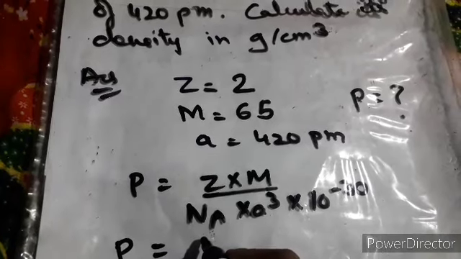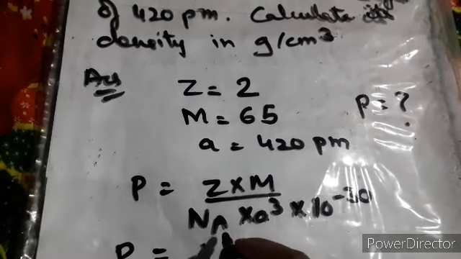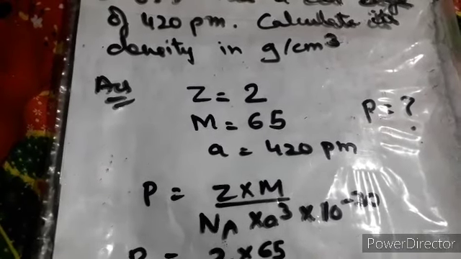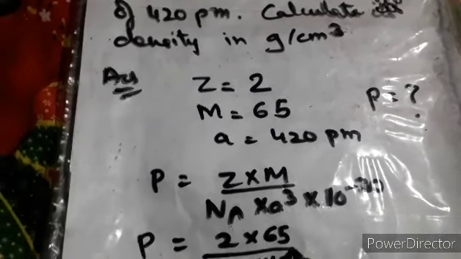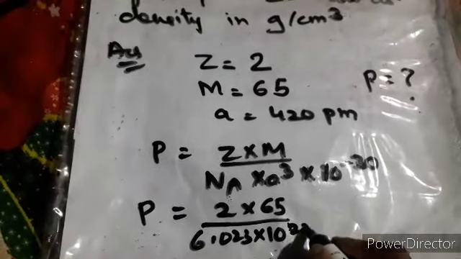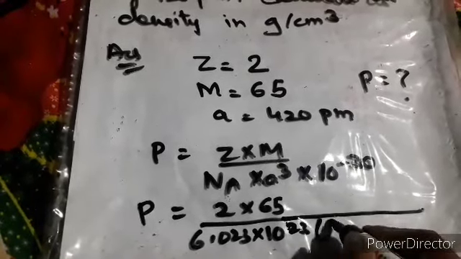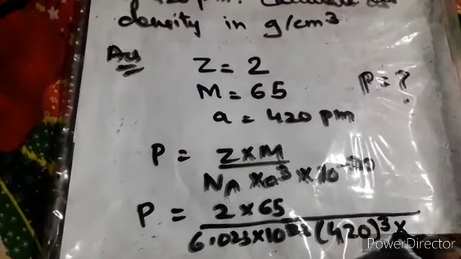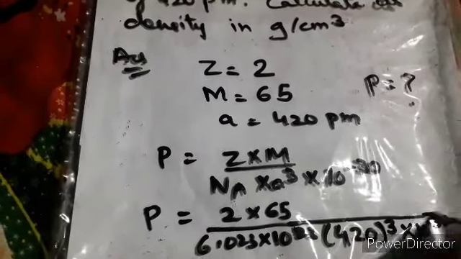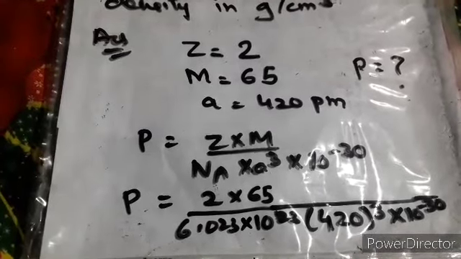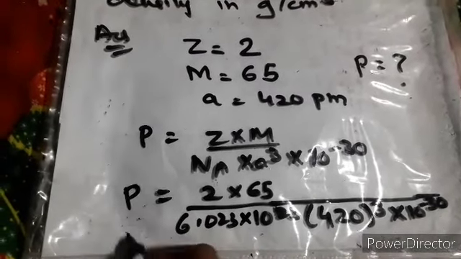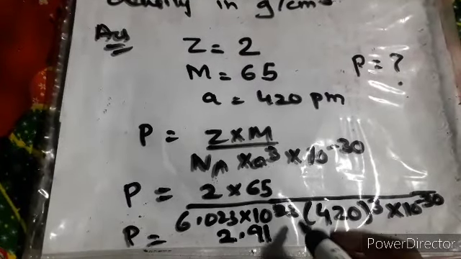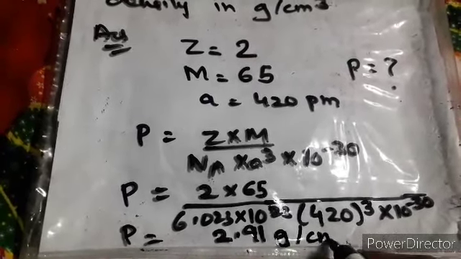It's not a hard and fast rule, but we have to understand what thing is asked of us. 2 into 65, upon 6.023 into 10 raised to power 23 into 420 whole cube into 10 raised to power minus 30. So when you calculate it with the calculator, you should get the value 2.91 gram per centimeter cube.